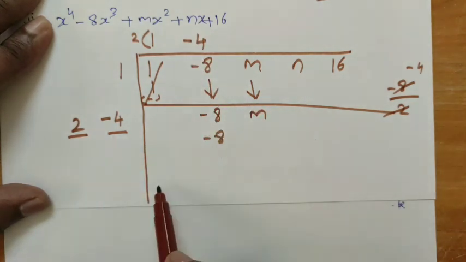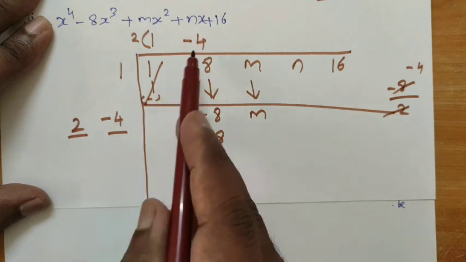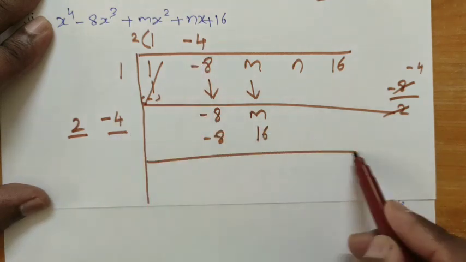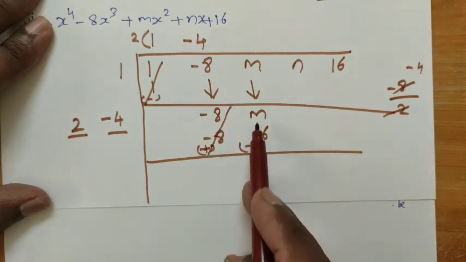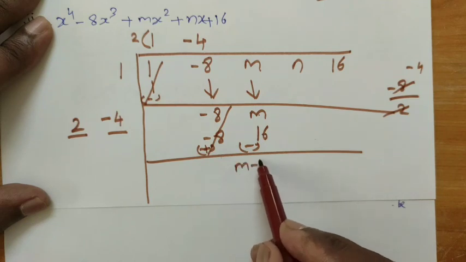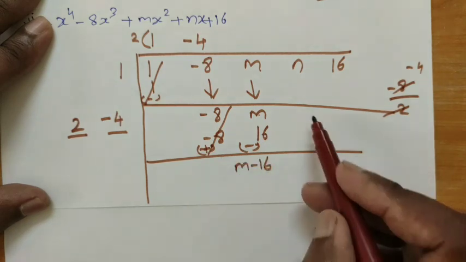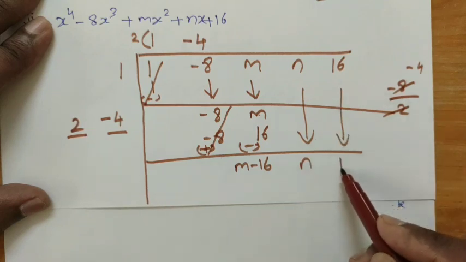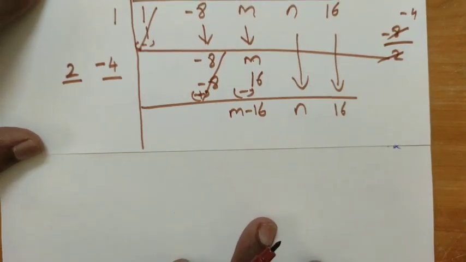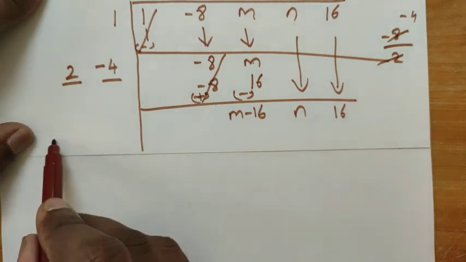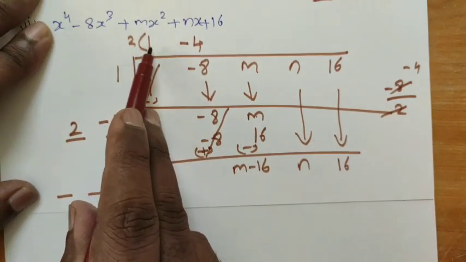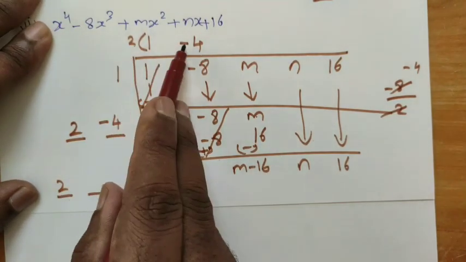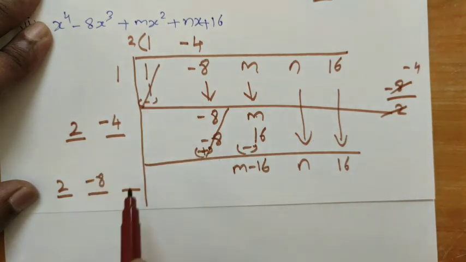Minus 4 into 2 is minus 8. Minus into minus plus, 4 4s are 16. And then plus minus. The first term becomes cancelled. When you subtract this, m minus 16. Right? And then the remaining terms are n and the last term 16. See here, we are going to write the three terms 1, 2, 3, right? Multiply by 2, what do you get? 2 ones are 2. 2 into minus 4 is minus 8. And then we want to find the term here.